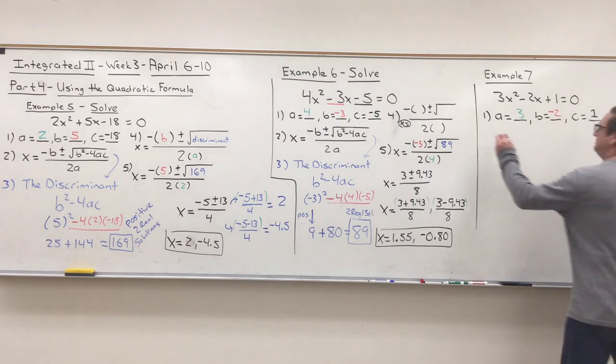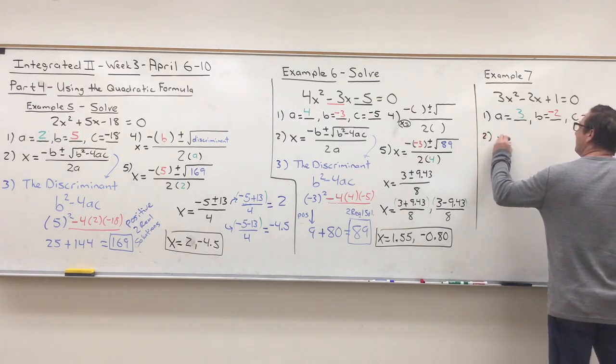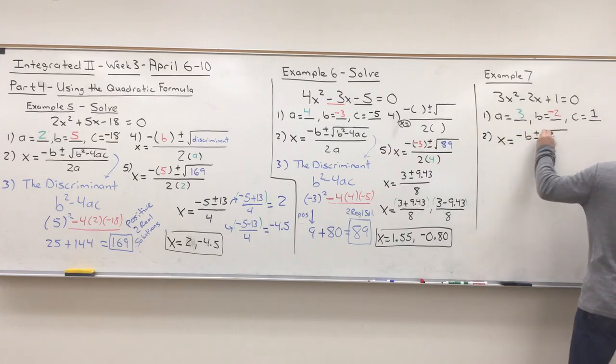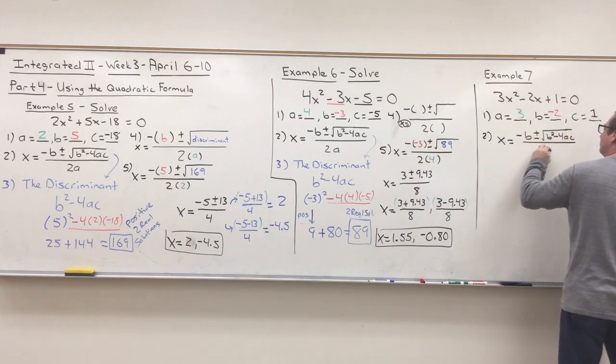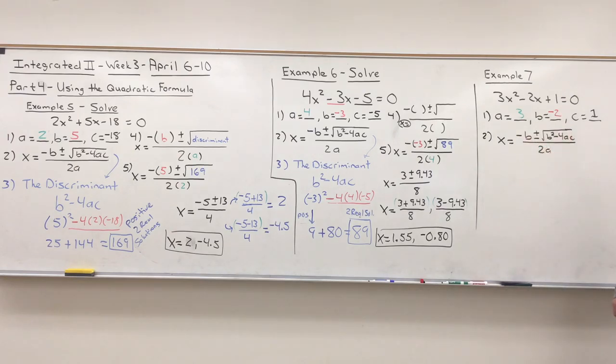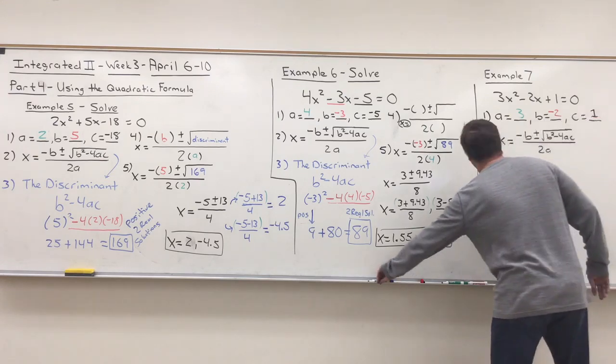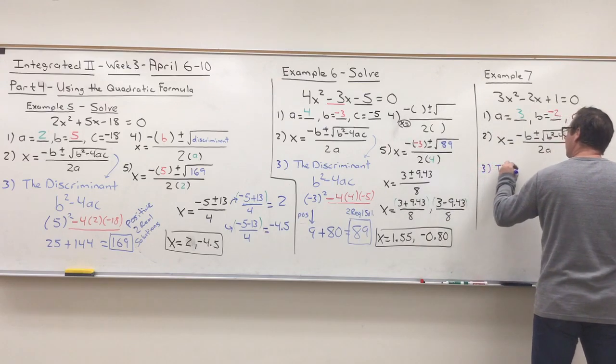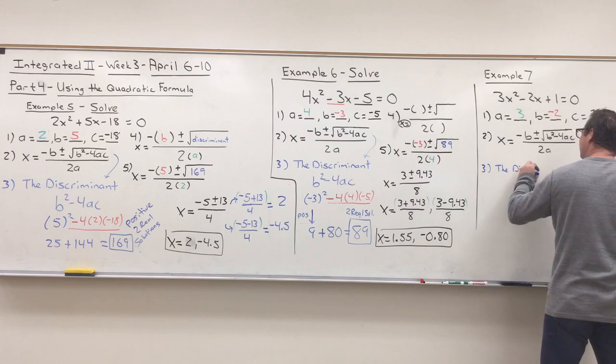All right, step 2. The quadratic formula. X equals negative b plus or minus the square root of b squared minus 4ac, over 2a. There, I signed it for you. Step 3. The discriminant.